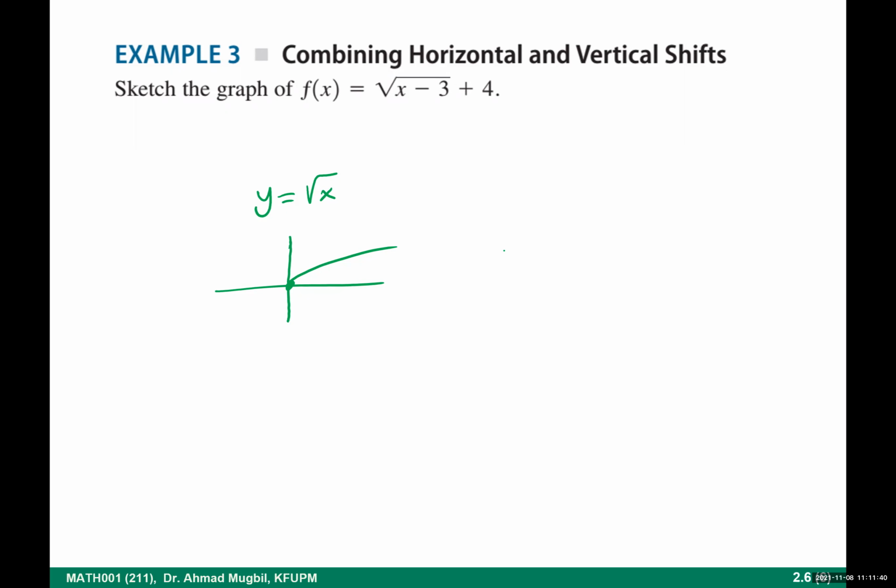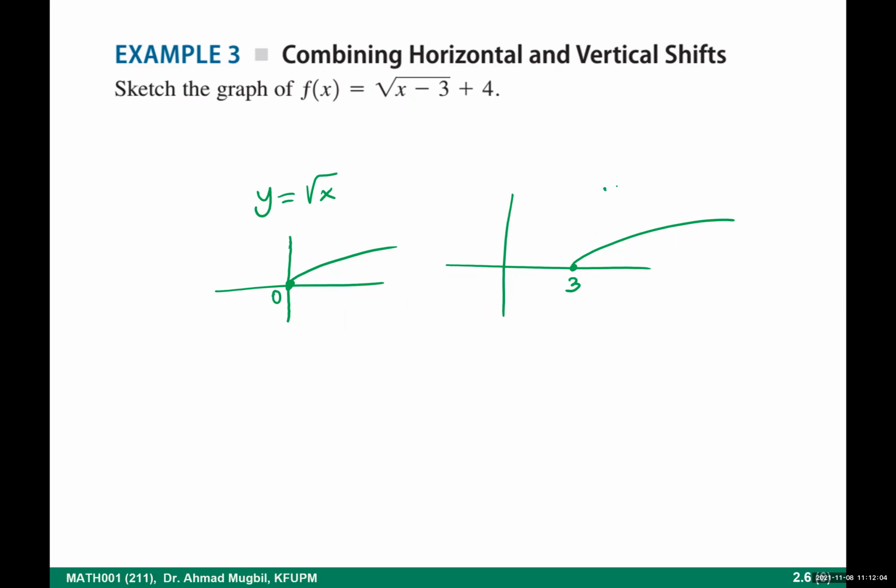Shifting 3 units to the right. You are right. So now, the key point here is the origin, 0 and 0. Now it will be where? This point, which is 0 and 0, will be where? It will be 3 and 0, because now x will be changed since we have a horizontal shift. So the same graph, the same shape, just moves to the right.